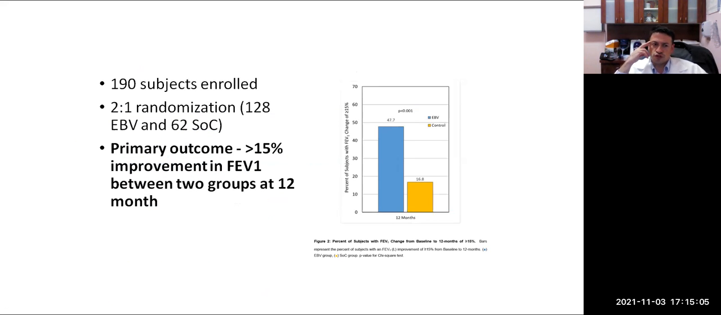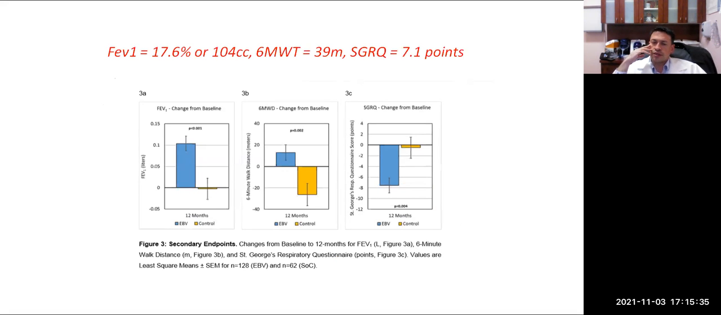The primary objective of the trial was to demonstrate improvement in FEV1 by more than 15% between the two groups at 12 months. 190 patients. This is actually the largest trial that was conducted with valves, with a 2-to-1 randomization. And as you can see, the trial nicely hit that primary endpoint, where there was 47% versus 16% of patients who demonstrated an improvement in FEV1 at 12 months follow-up. These are the secondary endpoints, which were all also positive clinically and statistically.